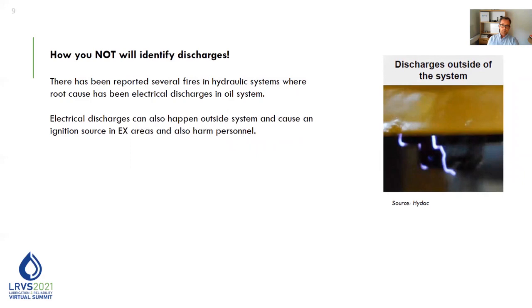You will want to identify your discharges. There have been reported several fires in systems where the root cause has been discharges in oil systems. This has especially been during startup, when the oil filling up the system and decreasing the level in the oil tank draws in air. And if you're unlucky and you get an explosive mix of oxygen and oil fumes on top of your oil tank, and you have a discharge, yeah, that can be bad.